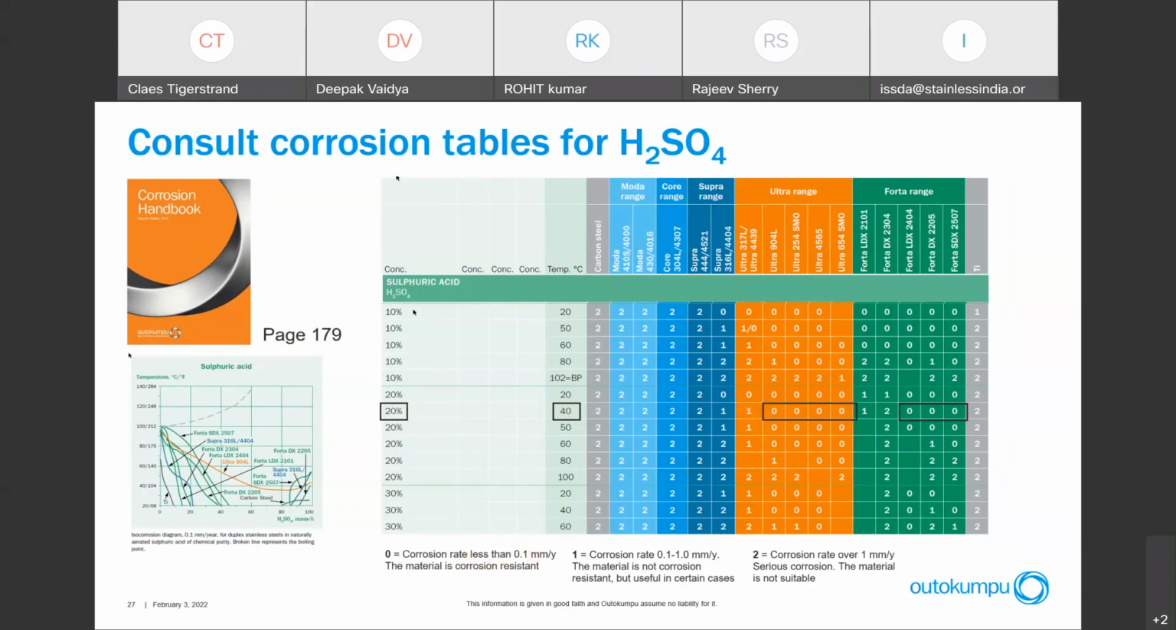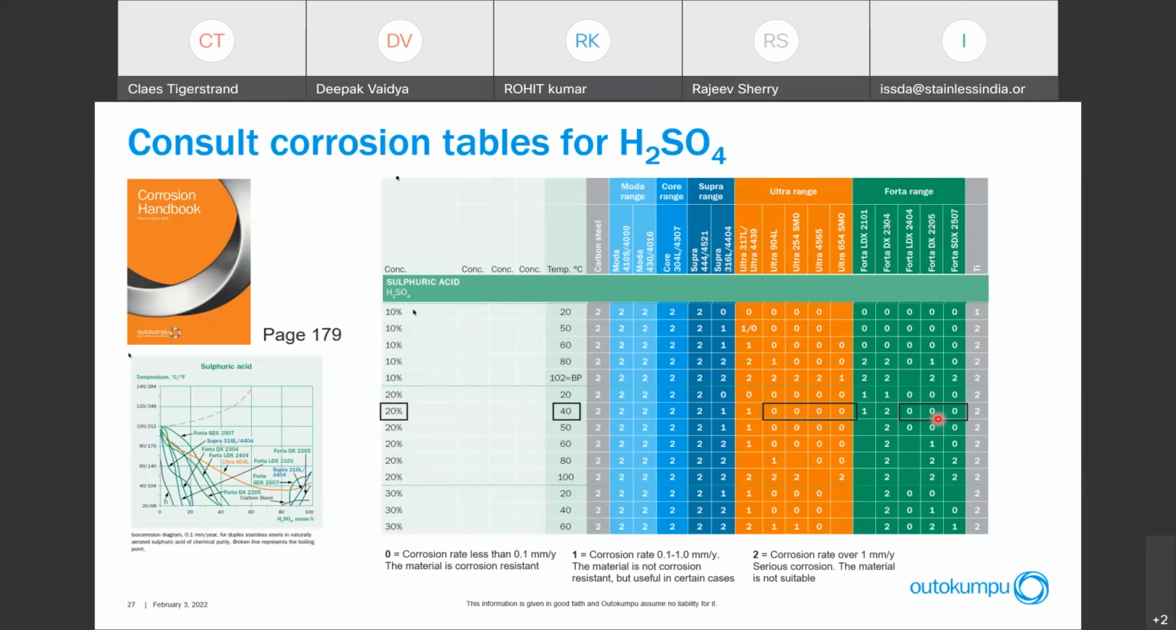A 1 indicates that you have a corrosion rate between 0.1 to 1 millimeter per year, and 2 indicates a corrosion rate above 1 millimeter per year. So what we saw here is actually that on the 316 you can expect some corrosion, whereas on the Duplex 2205 you have a 0 here. So no corrosion or very limited corrosion there.